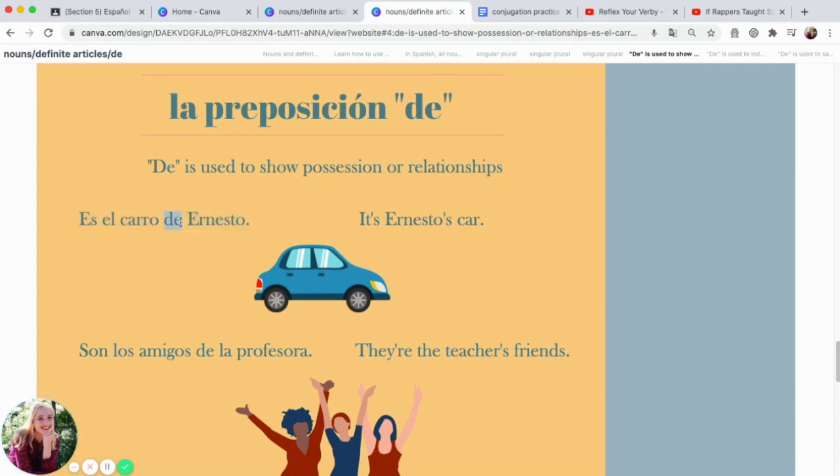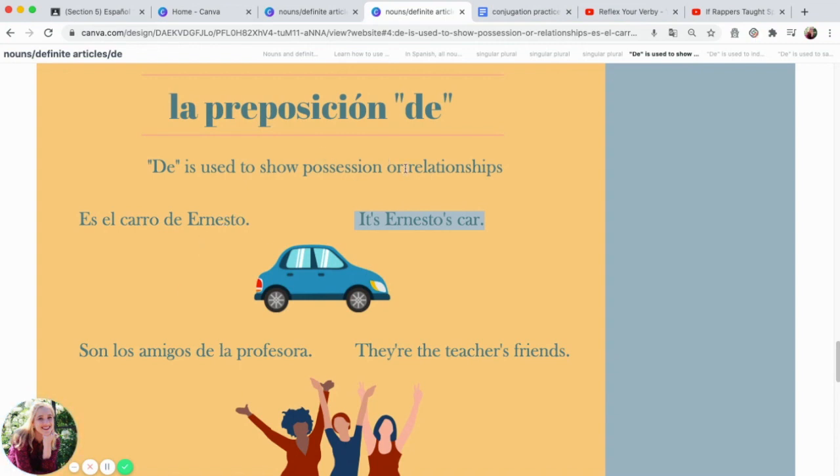In English, we tend to shorten things a lot. It's Ernesto's car. Again, in Spanish, es el carro de Ernesto. It is the car of Ernesto. This is a really good example of how English and Spanish don't translate perfectly. Think of it not so much as words, but ideas. We want to know that that car belongs to Ernesto. We can say that in English and Spanish, but it's not going to be word for word. It's the idea that translates, not the words.